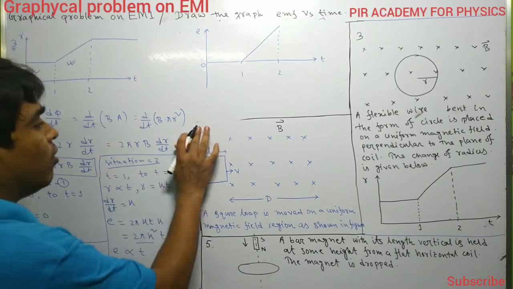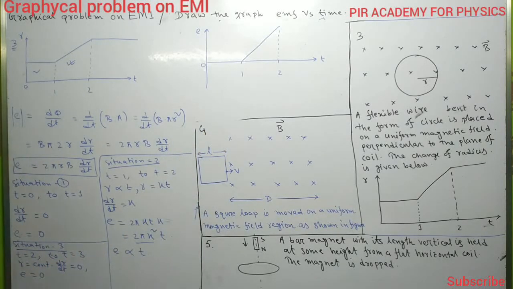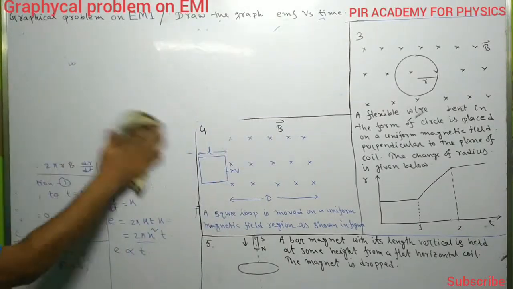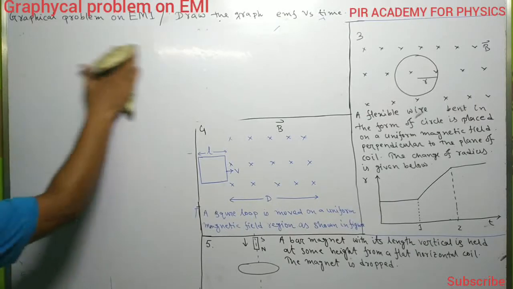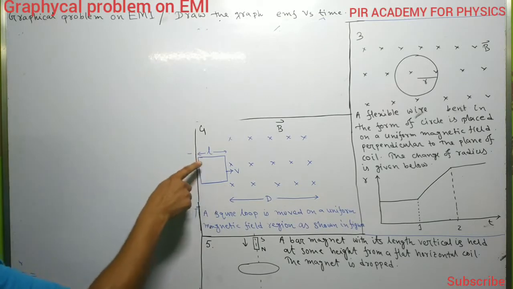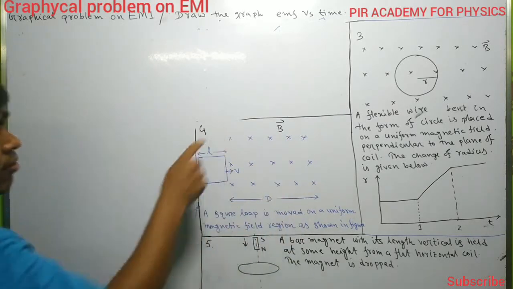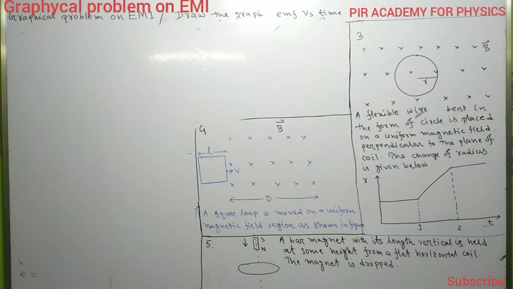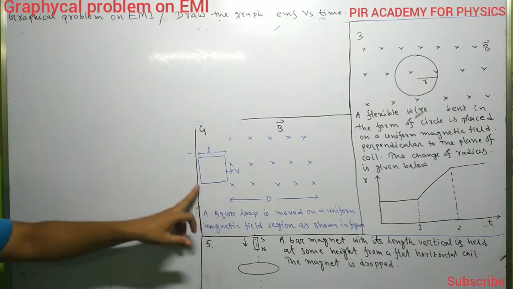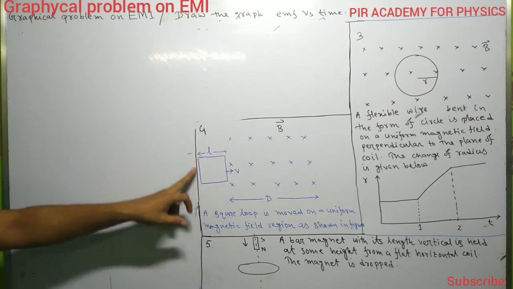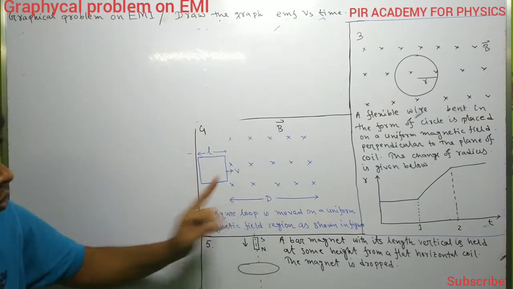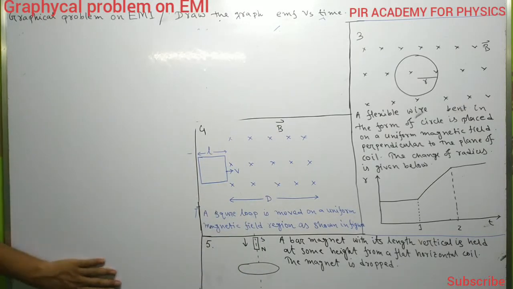Now I discuss problem number 4. Here you see that this is a magnetic field region of length d, and this is a square loop of length L. This square loop is moved with constant velocity v.